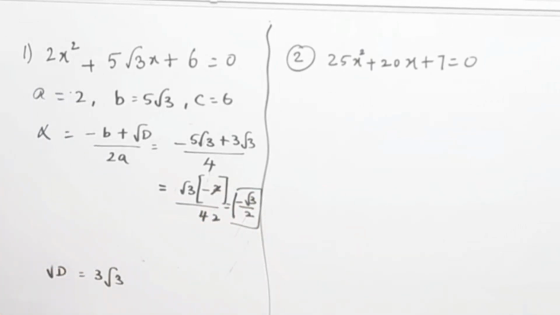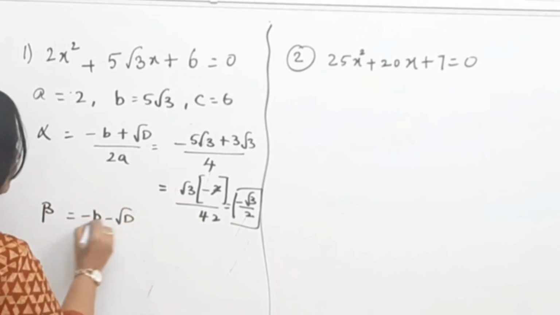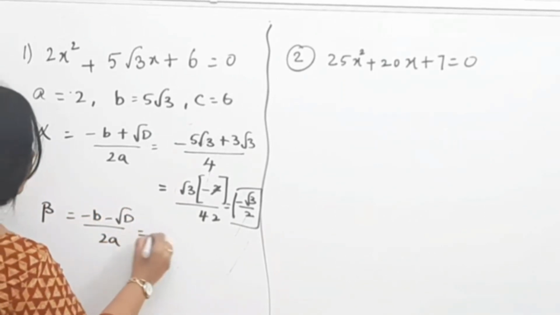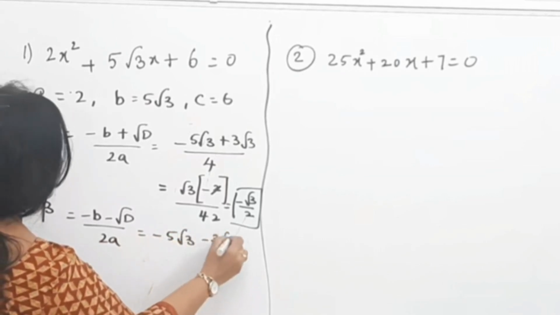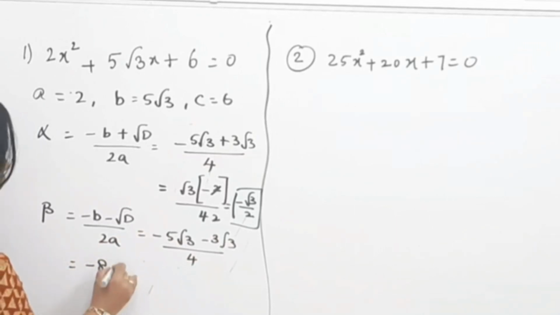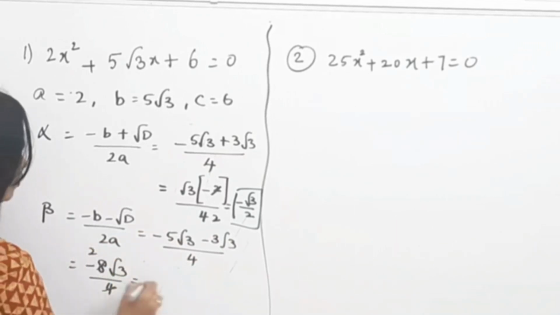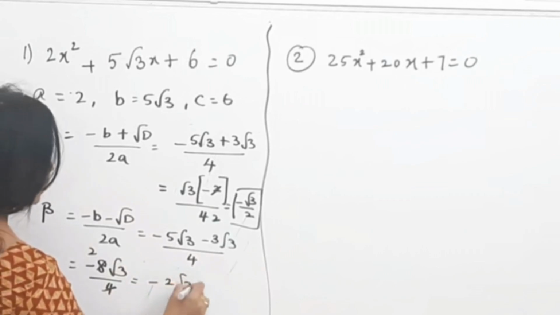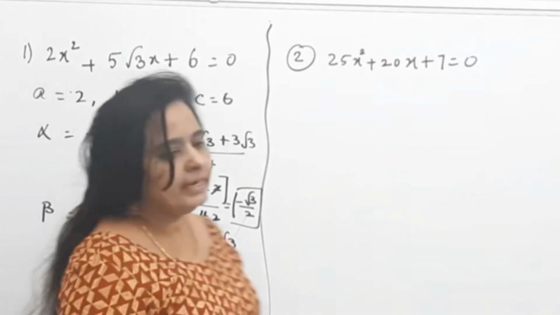Now I have my beta. Beta is equal to minus b minus root d divided by 2a. That's equal to minus 5 root 3 minus 3 root 3 divided by 4, which is equal to minus 8 root 3 divided by 4, gets cancelled 2. That's equal to minus 2 root 3. So my beta is equal to minus 2 root 3, as simple as that. Now we move on to the next question.